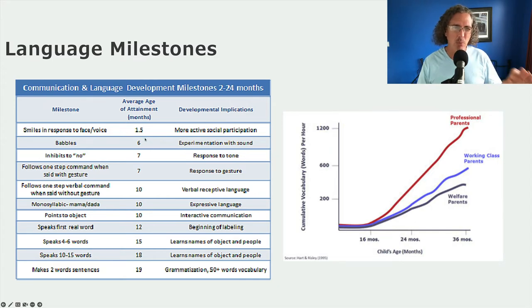But when we start thinking more about the words part, well, by about 6 months, they start to babble. And you just saw babbling in its full form there. And they're experimenting with vocal sounds, right? Blah, blah, blah, blah, etc.